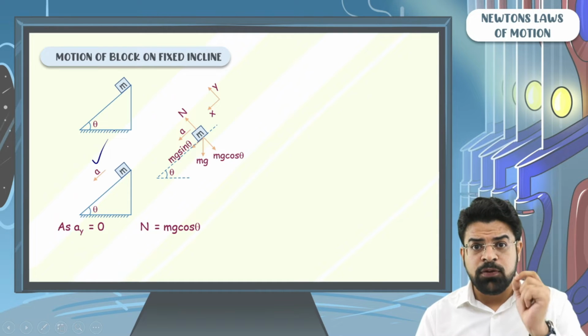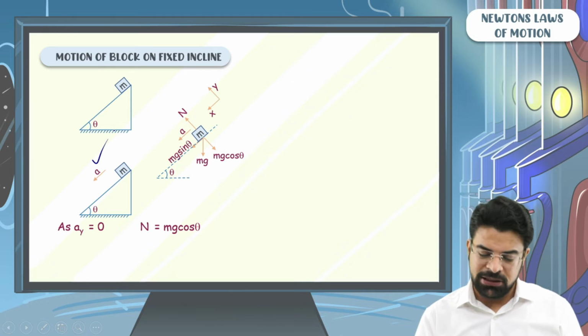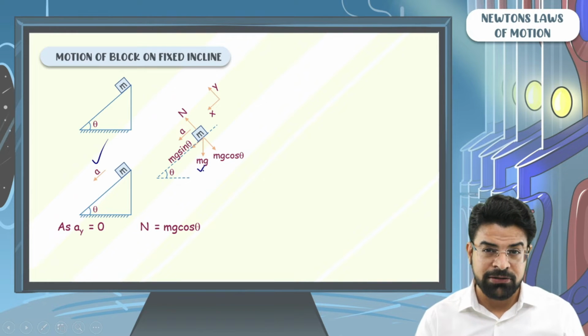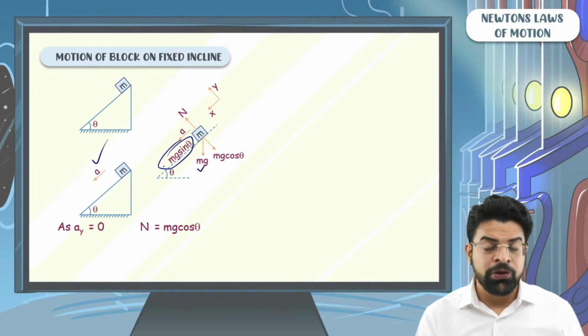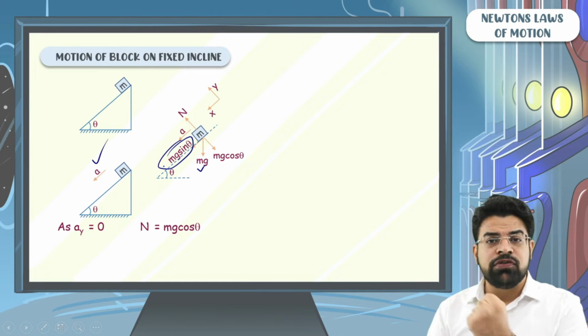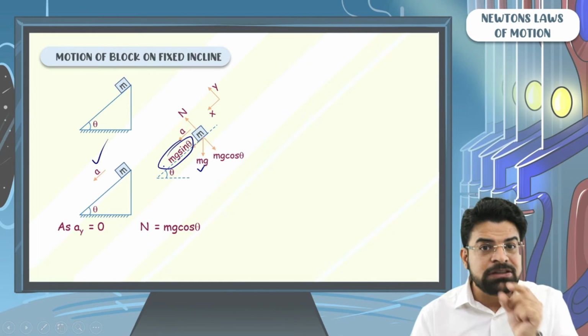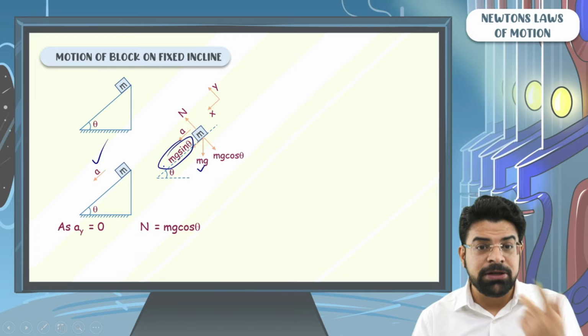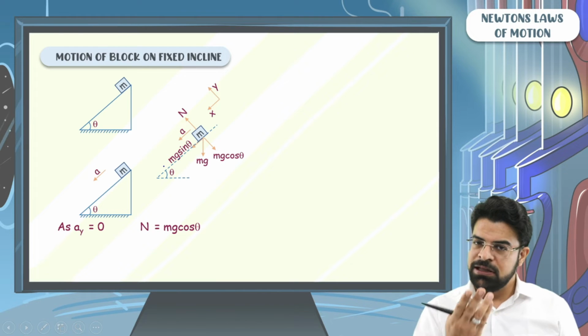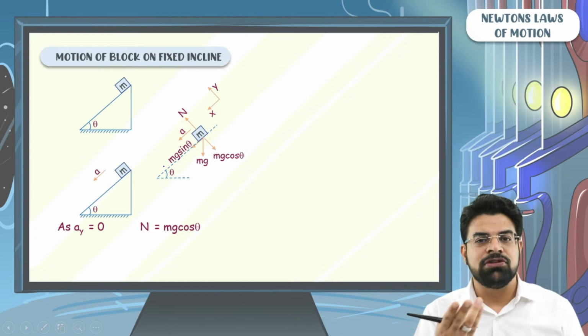What is the force acting along the x direction? Sir, the component of force of gravity. Which one? Sir, mg sin theta. So because of this component of force of gravity, mg sin theta, the block will slide down. And how much will be the acceleration? Sir, simply the net force in the direction of acceleration equals mass into acceleration.